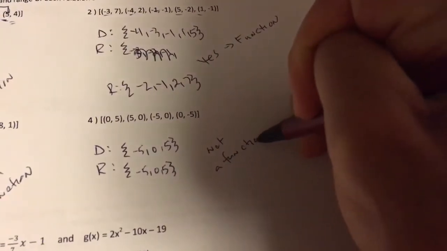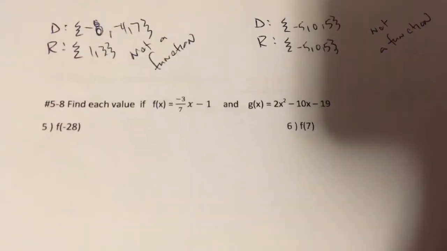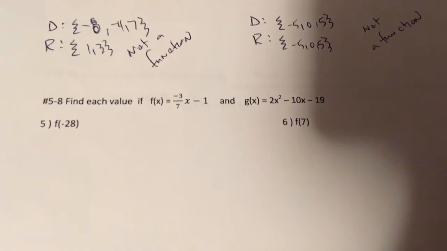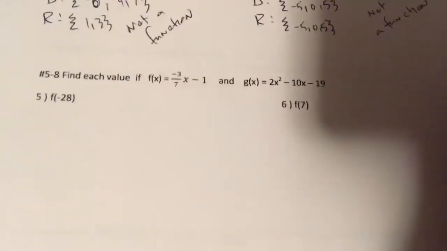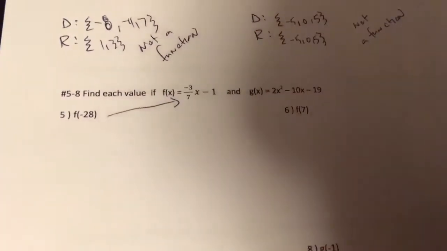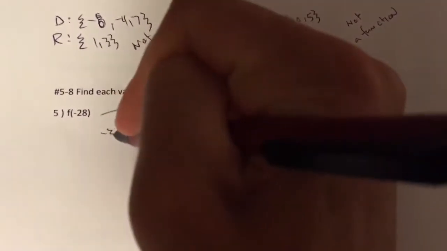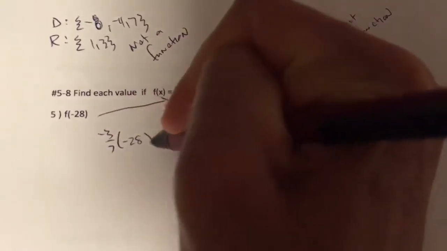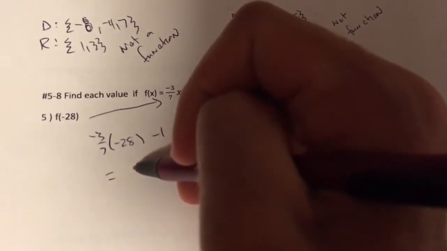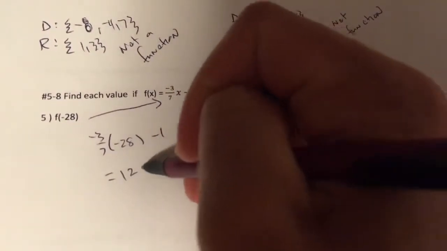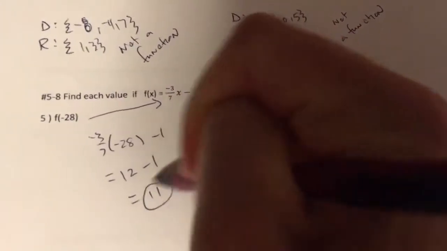I see 0 twice. All right, folks, on the next one, f of x is -3/7 x minus 1. g of x is 2x squared minus 10x minus 19. If I want to know what f of -28 is, I plug it into this equation with the f right there. -3/7 times -28 minus 1 is, this should give me 12. Negative times negative is positive. 12 minus 1 is 11.